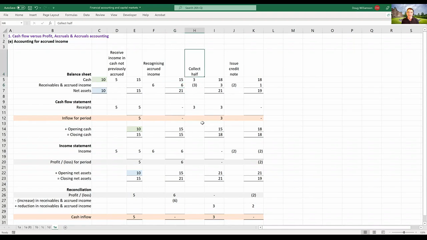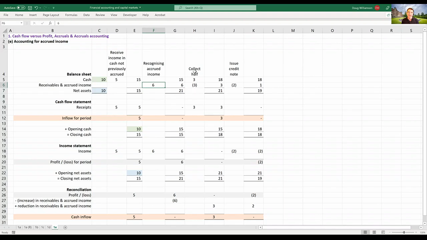Next bit, let's say we collect half of the accrued income. By the way, if we invoiced it, then in this aggregated balance sheet we wouldn't see anything changing, but we'd have increased receivables and reduced accrued income. So we just have shifted between those two rows in the balance sheet, but they're both the same line. So one asset transforms to another.